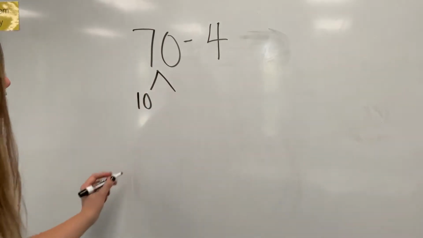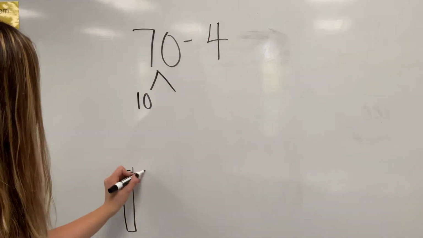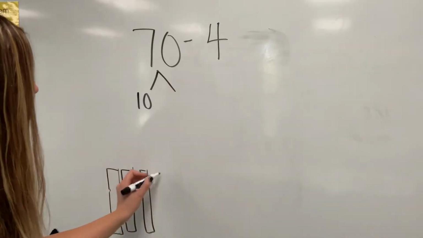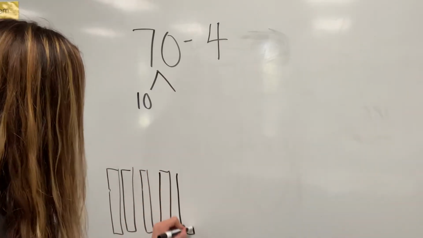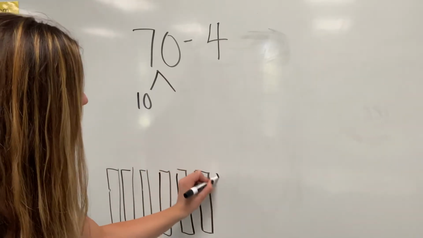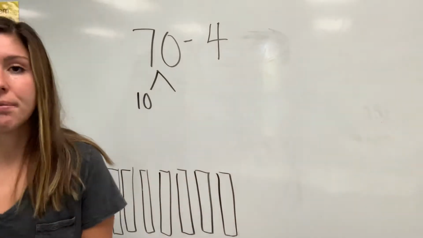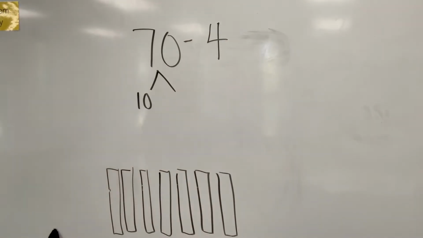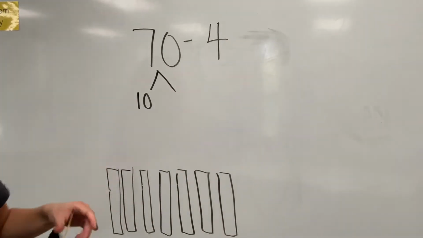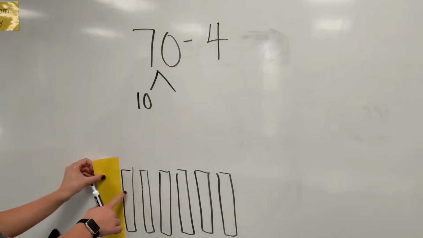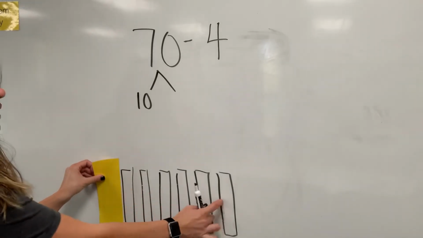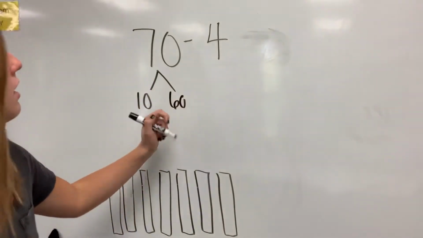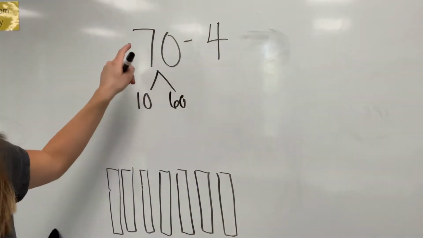So then, if you need, draw a picture. Draw out 70 using base 10 blocks. So 10, 20, 30, 40, 50, 60, 70. If I have 70, I took 10 away. So cover one of these up and now count 10, 20, 30, 40, 50, 60. So I have 60. So what I'm telling you right now is 10 plus 60 equals 70.